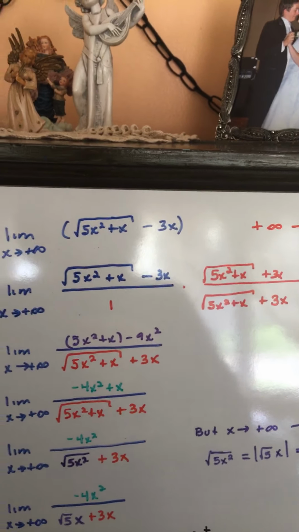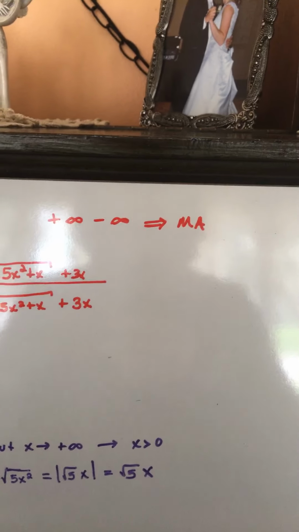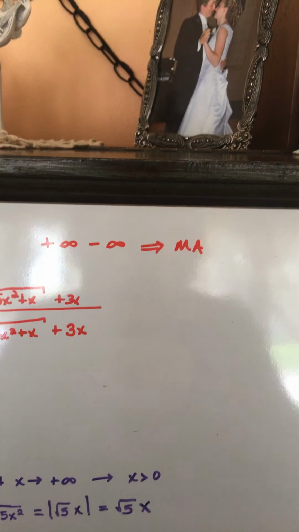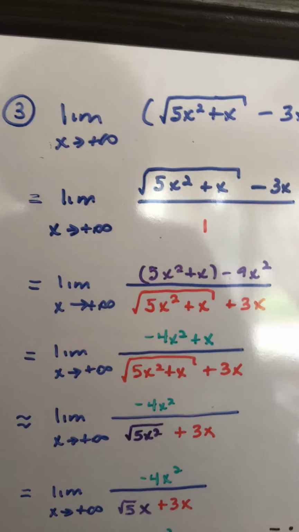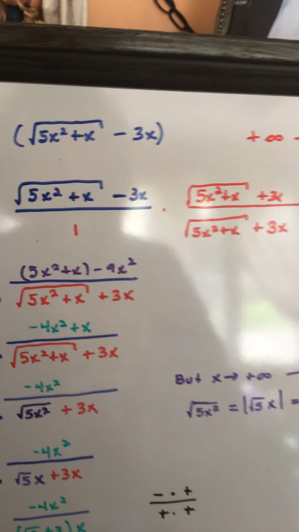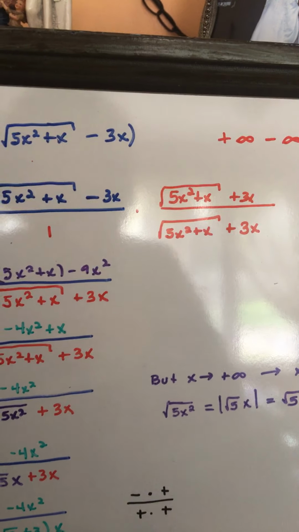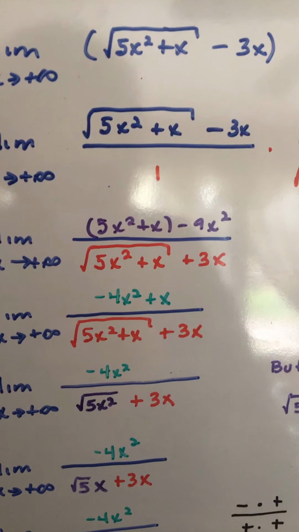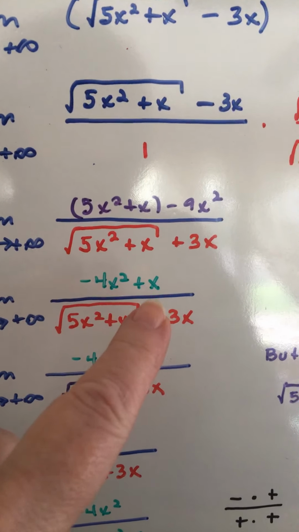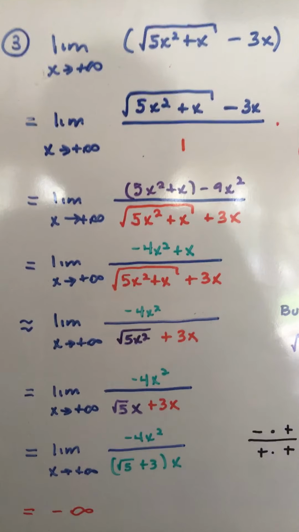And so now we're going to do the limit as x approaches positive infinity. Again, we get positive infinity and a negative infinity, which means we have to do more algebra. So the limit as x approaches positive infinity, I insert my 1. I'm going to go ahead and rationalize my numerator. Now, in this case, when I combine the 5x squared and the negative 9x squared, it's negative 4x squared plus x. And now I'm ready for my end behavior approximation.